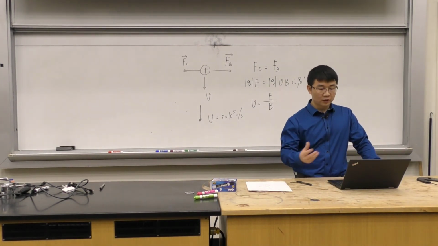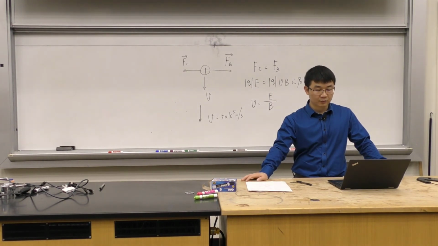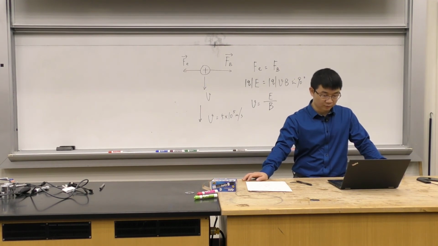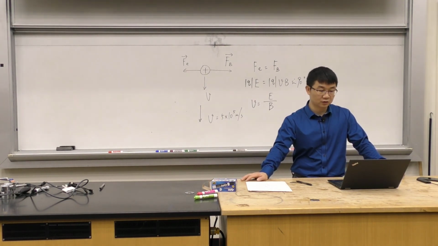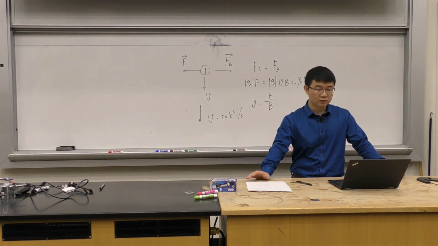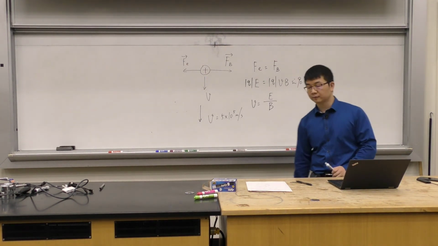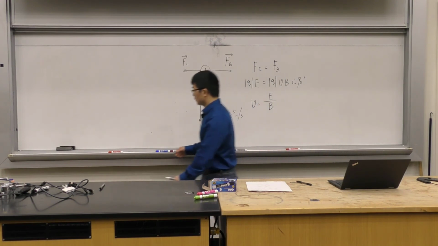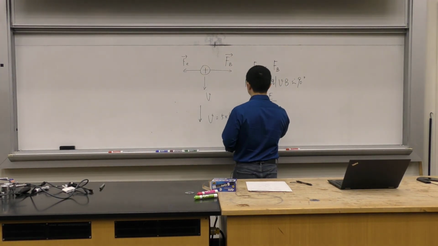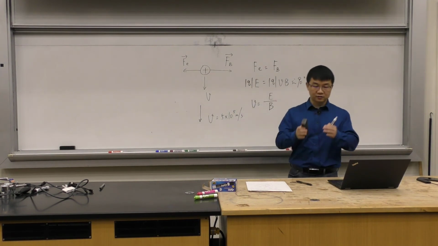All right, so that's one application of the magnetic force. Another application of the magnetic force is called the mass spectrometer. Again, don't be afraid of these fancy names. A mass spectrometer is nothing but a uniform magnetic field used to separate particles. So what does the mass spectrometer do? It separates particles.